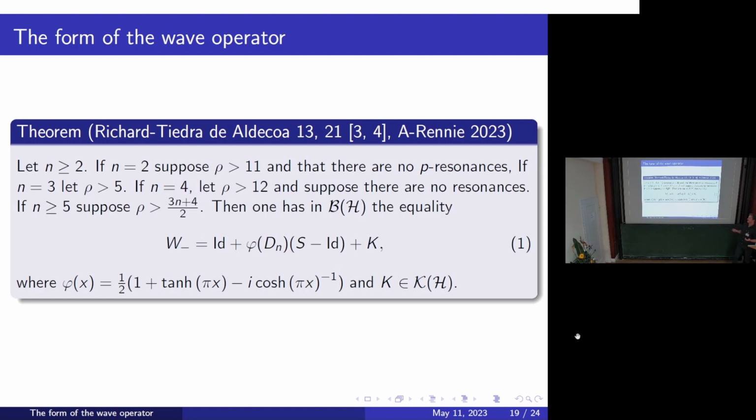So in this situation, our wave operator has a nice form. It's the identity operator plus some particular function of a dilation operator times the scattering operator minus 1, plus a compact. And this particular function is the same in each dimension. I say this is universal because this function does not depend on the potential at all. It is half of 1 plus tan pi x minus i cosh pi x inverse.